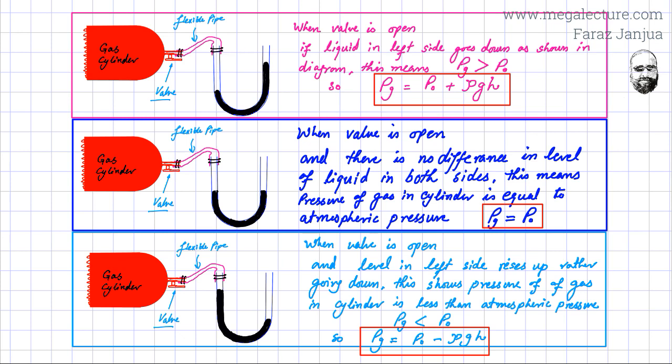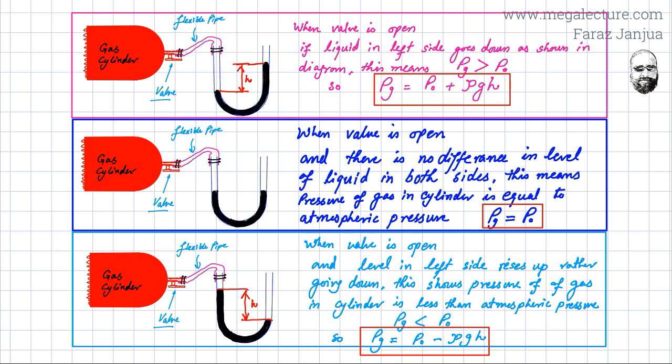And what is H? Actually, I should have mentioned it in the diagrams as well. It is this one, the height level difference in both sides of the manometer. This much height is used in this formula. These heights are actually mentioned in the diagram. So this is what we do in using a manometer. This is how we use a manometer to measure pressure of gas in a container.